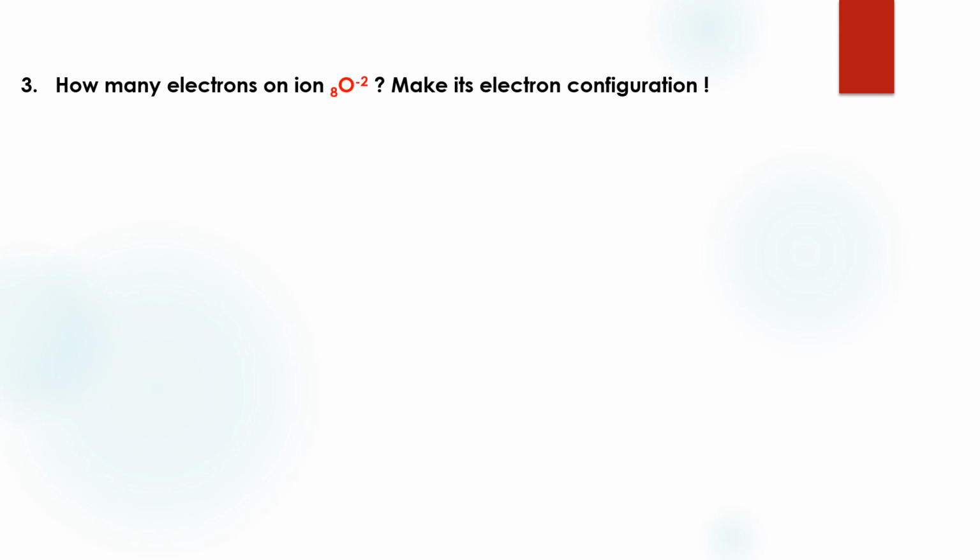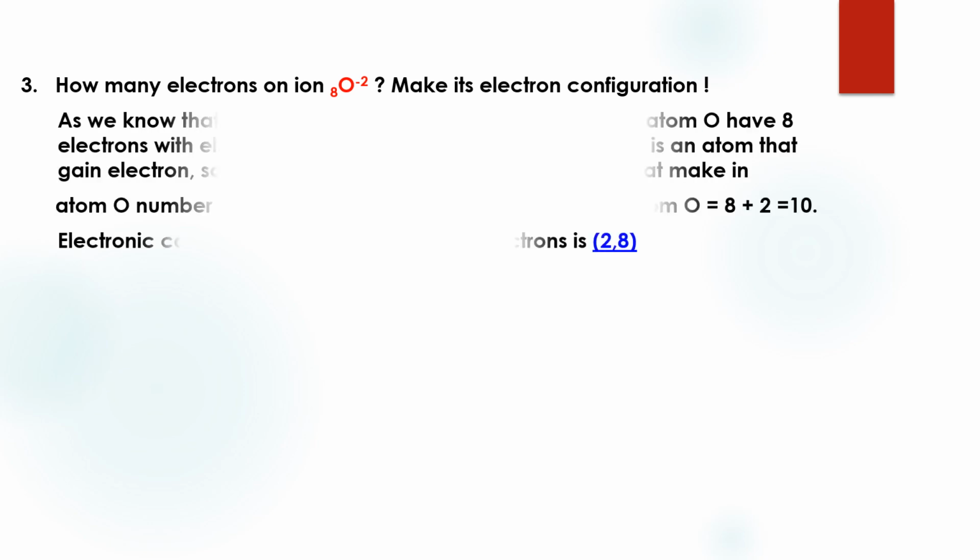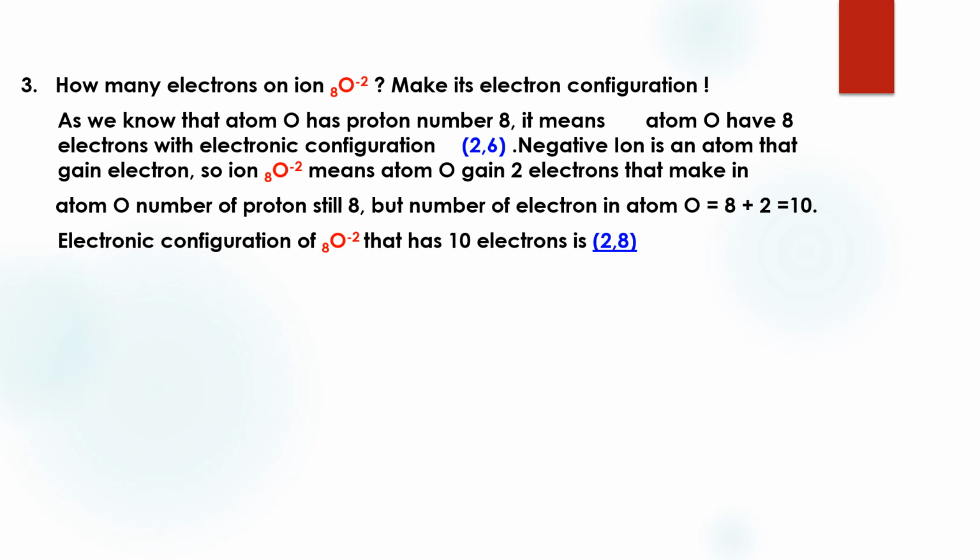The third example, how many electrons does ion 8O2- have, and what is its electron configuration? As we know, atom O has proton number 8. It means atom O has 8 electrons with electronic configuration 2, 6. A negative ion is an atom that gained electrons. So ion 8O2- means atom O gained 2 electrons. That makes the number of protons in O still 8, but the number of electrons equals 8 plus 2 equals 10. So the electronic configuration of 8O2- that has 10 electrons is 2, 8.